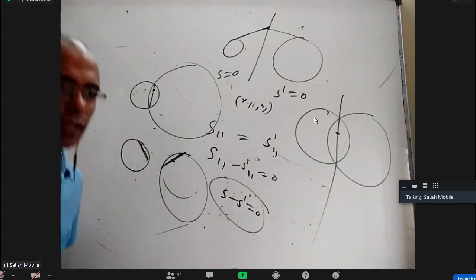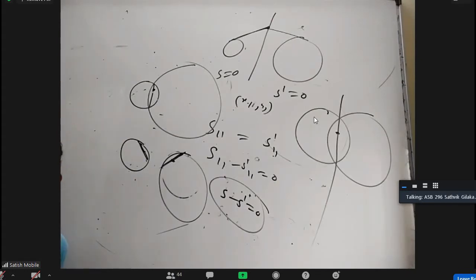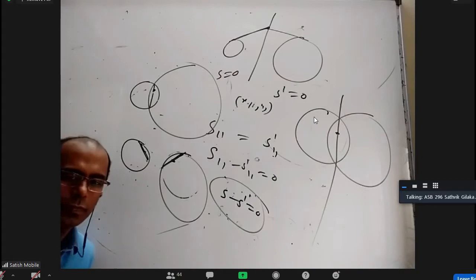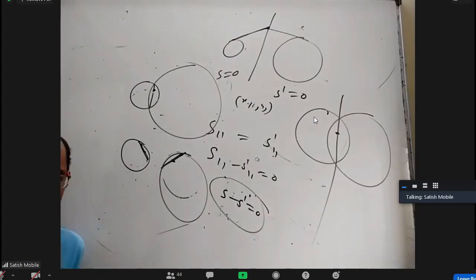Sir, from the midpoint, if we find the perpendicular distance to that chord, we'll get r square minus d square equal, sir. Yes, right. Why are r square minus d square equal? R is different, d is different, but still.